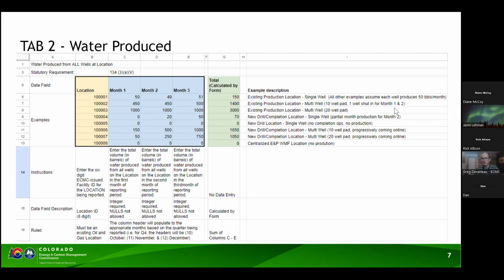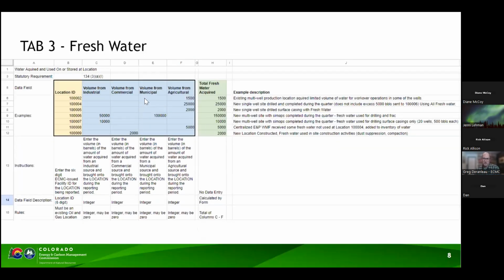Why? Because a couple of wells were shut in for work in month 1 and 2. So the form will show you whether this was January, February, and March, or October, November, and December, based on the quarter that you input on the operator info tab. So that tab should be pretty straightforward.